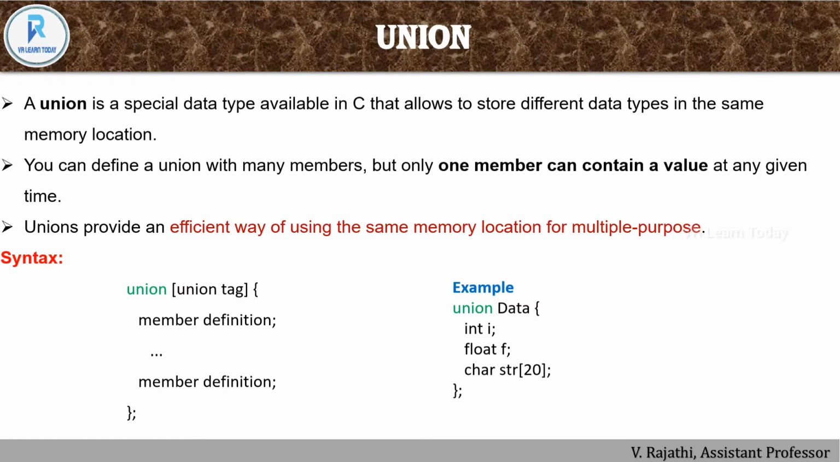This is the syntax. First you have to mention the union keyword, and then the union type. In a structure you use the struct keyword, and instead of struct you use union here, and the remaining will be the same. There is no change. Previously we used the struct keyword; here we have to use the union keyword.